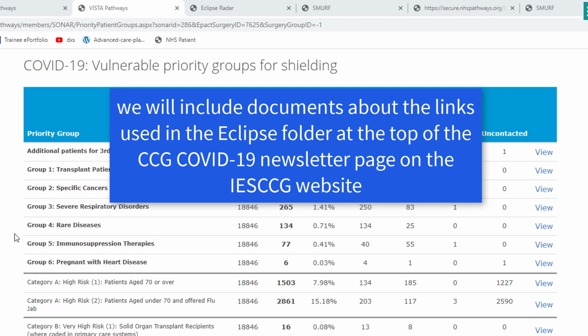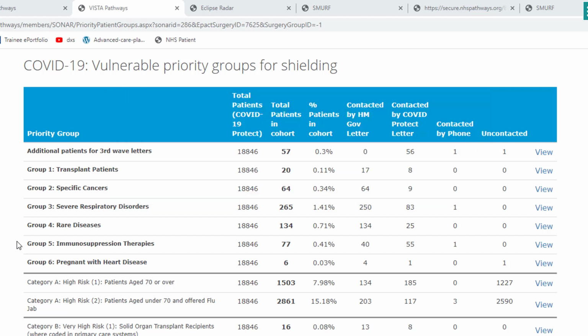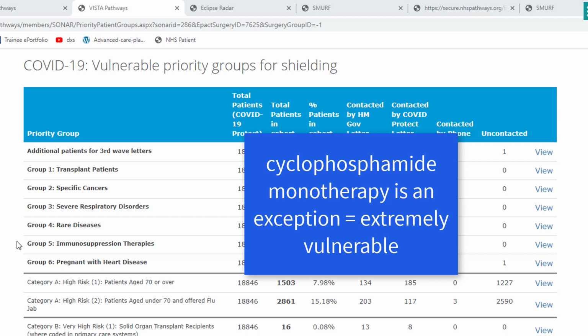Rare diseases, we didn't find any that shouldn't have been in there. It's worthwhile looking at your immunosuppression therapies, especially the rheumatology and dermatology ones. There is clear guidance available on who should be on there, because a lot of patients we just sent the letter saying they needed to shield, and we now know that patients who are only on one immunosuppressed medication and are well controlled don't need to shield, they just need to do the strict social distancing.